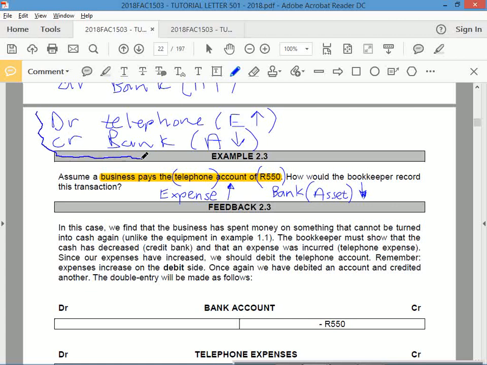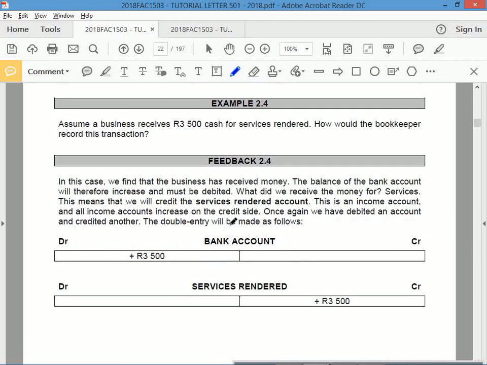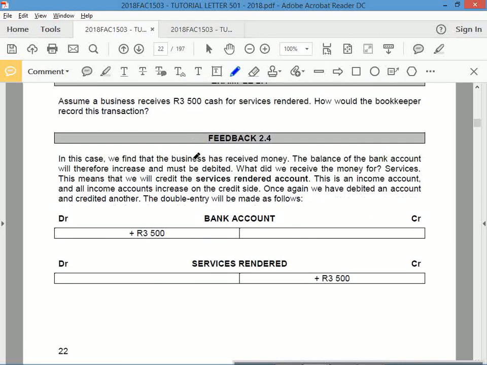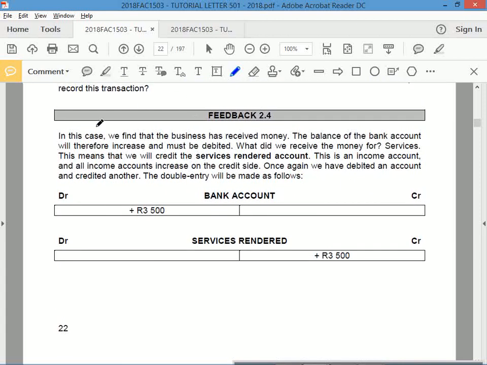See, this is the little working that you need. Whatever you're doing, bank recon, journals, ledger, it doesn't matter. Accounting equation, you need this. Debit telephone, credit bank. Are there more? Yeah, there's a few more. Let's look at the rest, and then we can call it a day. We're almost done.